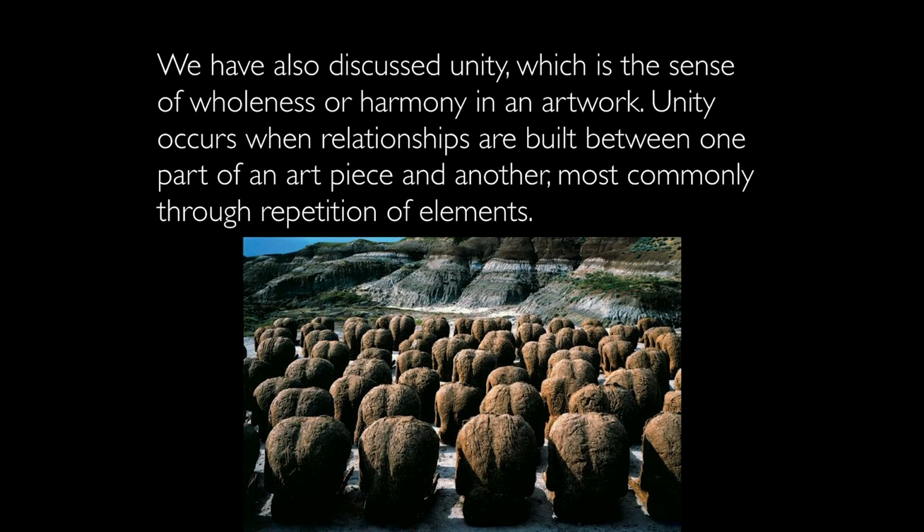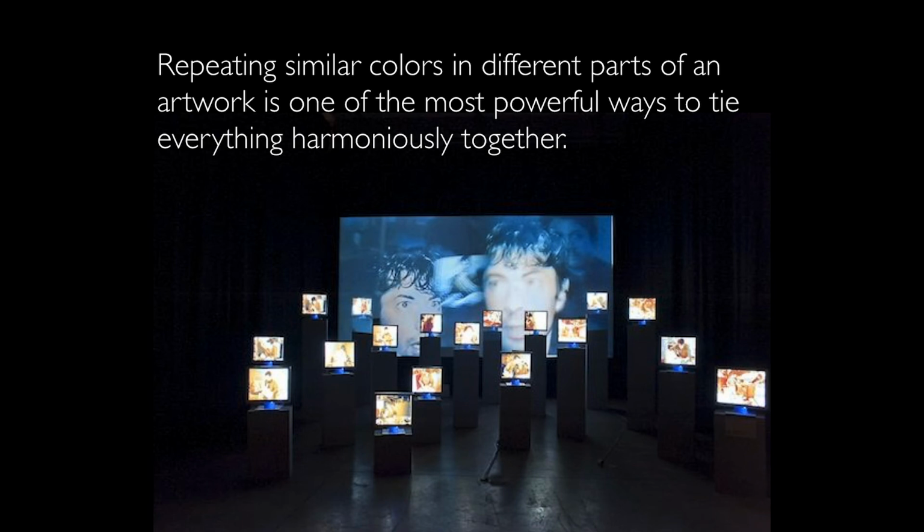We've also discussed unity in this class. So again, if you don't remember, it's one of our principles of art, and it's the sense of wholeness or harmony in an artwork. Unity occurs when we build relationships between one part of an art piece and another, and this is most commonly done through a repetition of elements. Color is one of those elements that's really well suited to this. So if you repeat similar colors in different parts of an artwork, say you have some red on the right, then you maybe have a little bit of red on the left too. This is one of the most powerful ways to tie everything harmoniously together in your artwork.